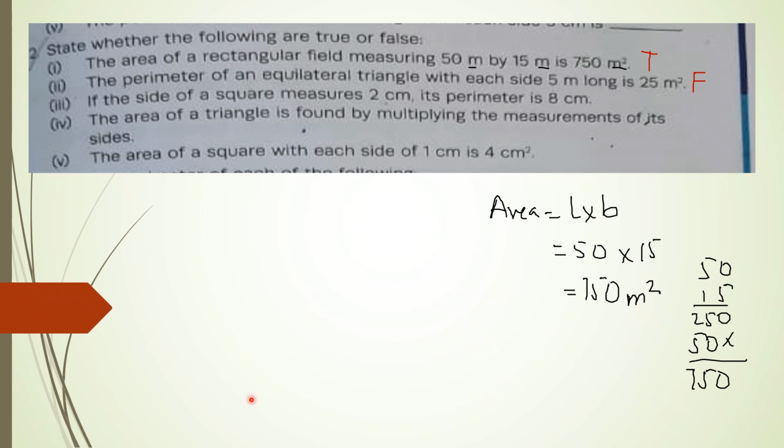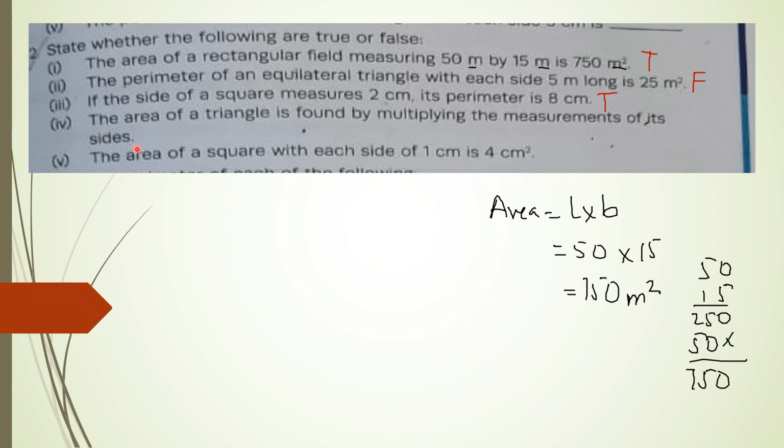So the third one, if the side of a square measures 2 centimeters, perimeter is 8. So we know that a square has 4 sides. So what we will do, we will add 2 four times, or we can multiply 2 by 4, which will give us 8, and the unit is also written correctly as 8 centimeter, which is correct. So that means we will write T here.